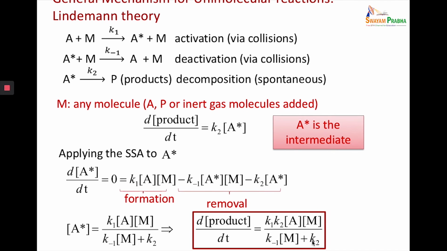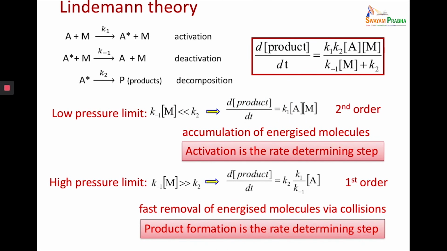So this mechanism was proposed by Lindemann to explain the unimolecular reactions, and we are trying to study their rate law. Once I've got the Lindemann theory and d product by dt is K1 K2 A M upon K minus 1 M plus K2, there can be two cases, which Hinshelwood and Ramsperger studied for the reactions they were studying.